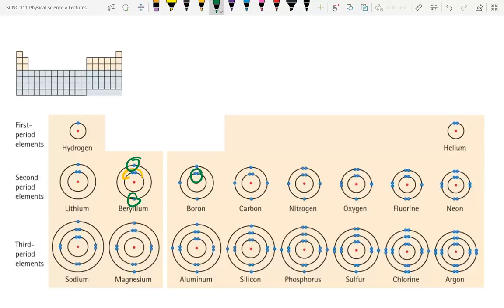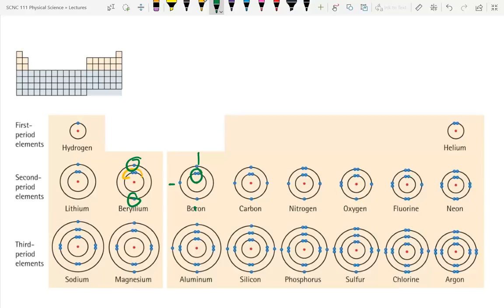Boron, 2 in the first shell, 1, 2, 3 in the second shell, and so on as you go across. And then the third, doing the same thing. So that's what the shell model is saying, that you're putting the electrons in. If it's in the first period, you're putting them in the first shell. Second period, you're now adding electrons to the second shell because the first shell is complete.